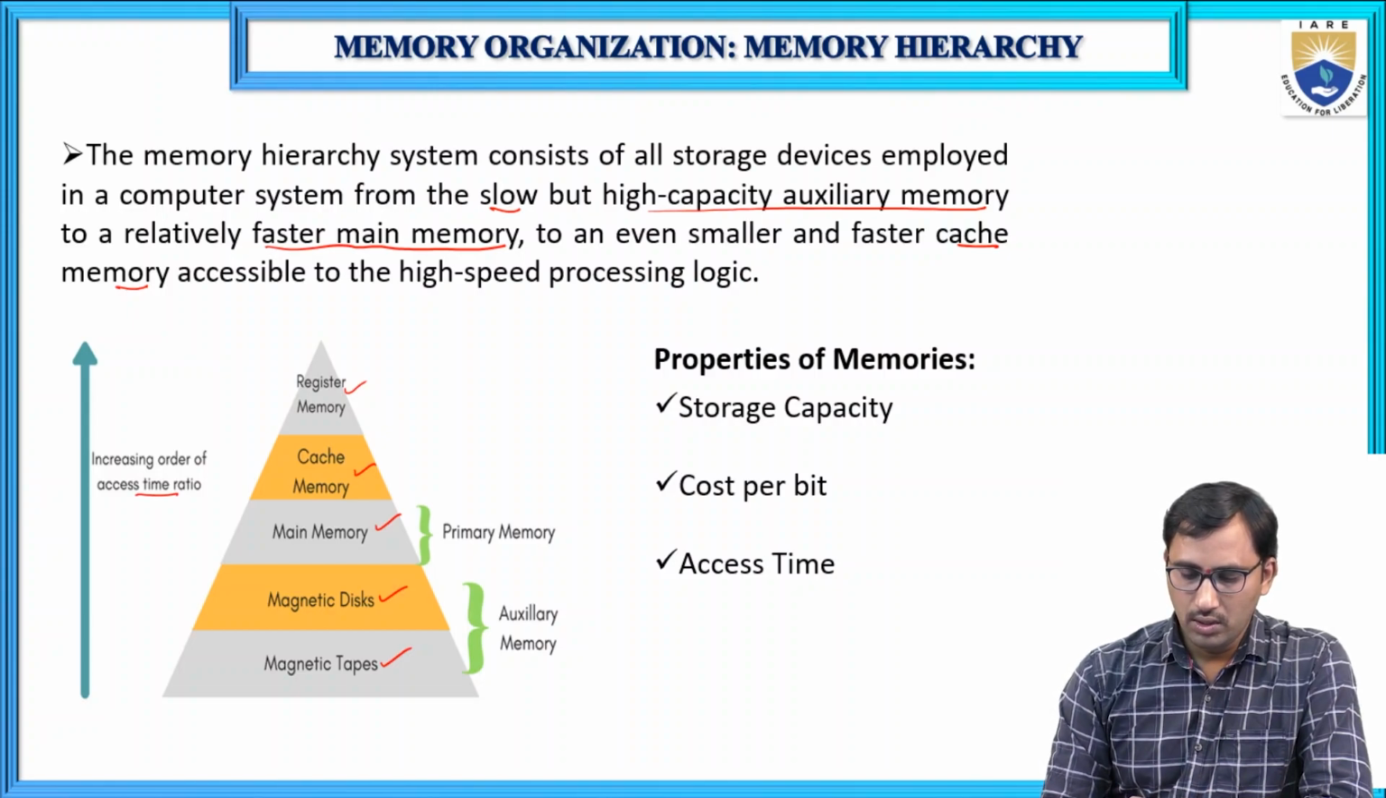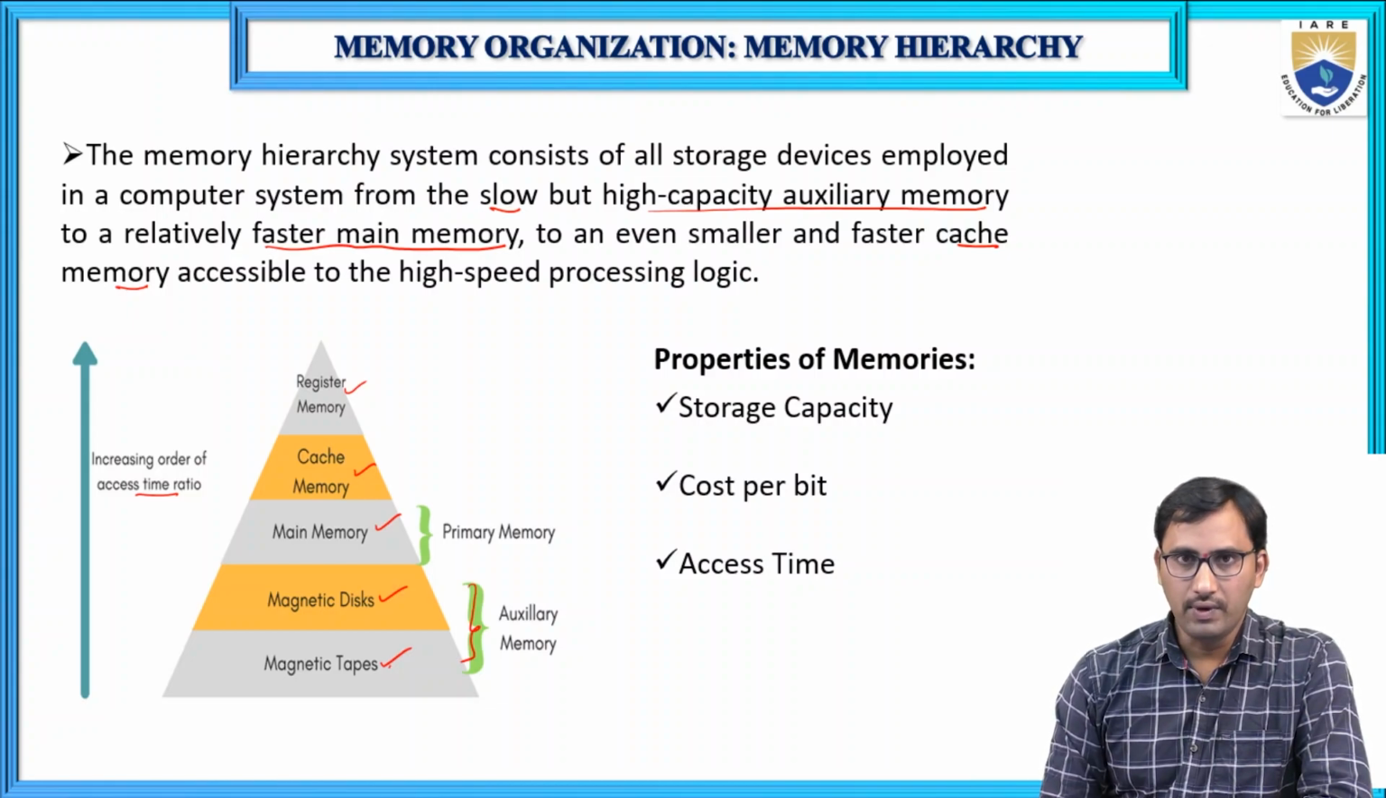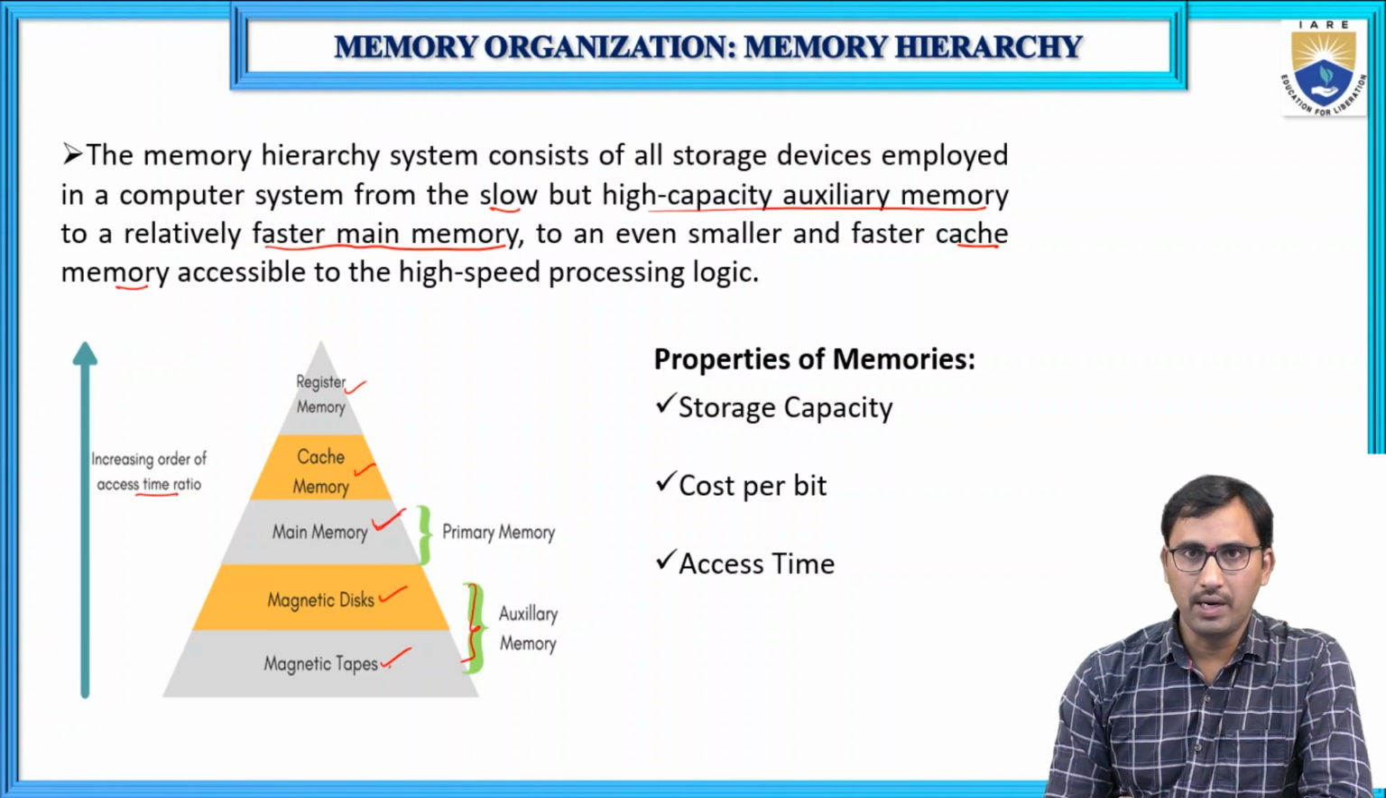Okay, so all these memories. The examples of auxiliary memories are magnetic tapes and disks. These auxiliary memories have very high storage capacity, but they also have very high access time. That means their speed is very slow. Coming to the main memory, its storage capacity is less than the auxiliary memory, but the access time is also less than the auxiliary memory.